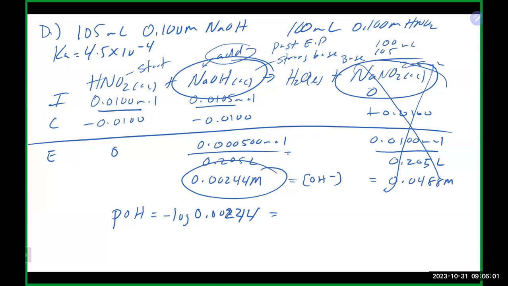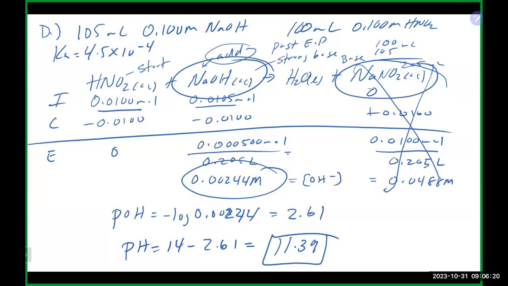Minus the log here, 0.00244. That's going to give us a pOH of 2.61. Once again, we're going to subtract 14 from it there. That's 11.39. Seems very basic, which does make sense since we're past the equivalence point and basically just dropping base in there, right? Any questions on that there?